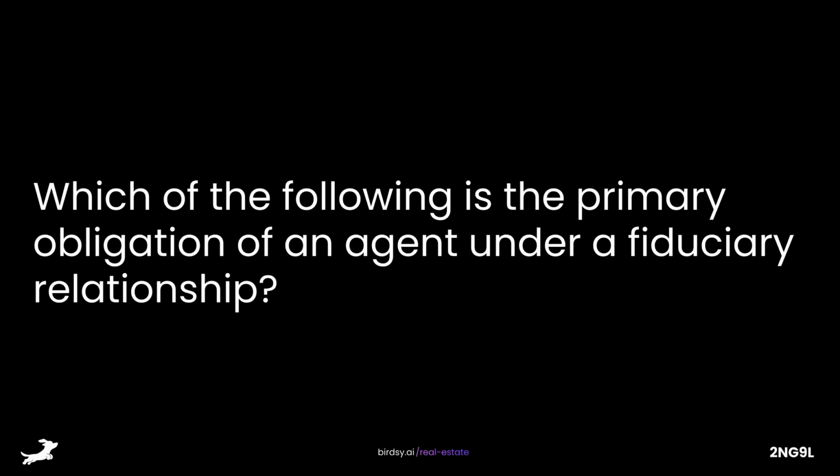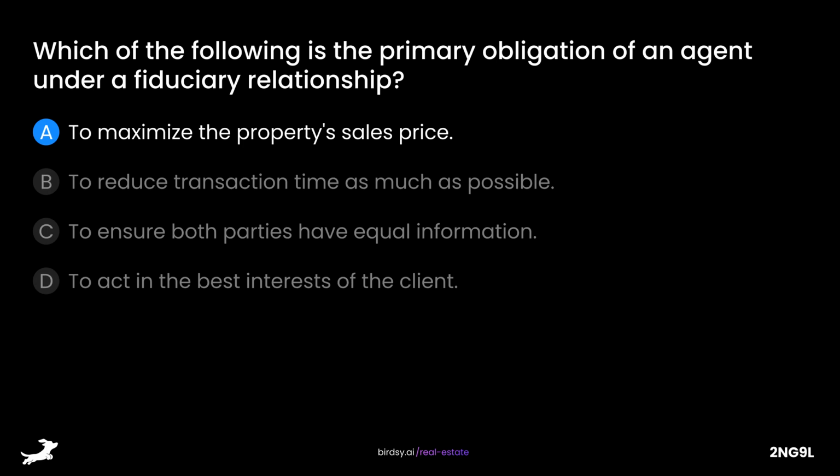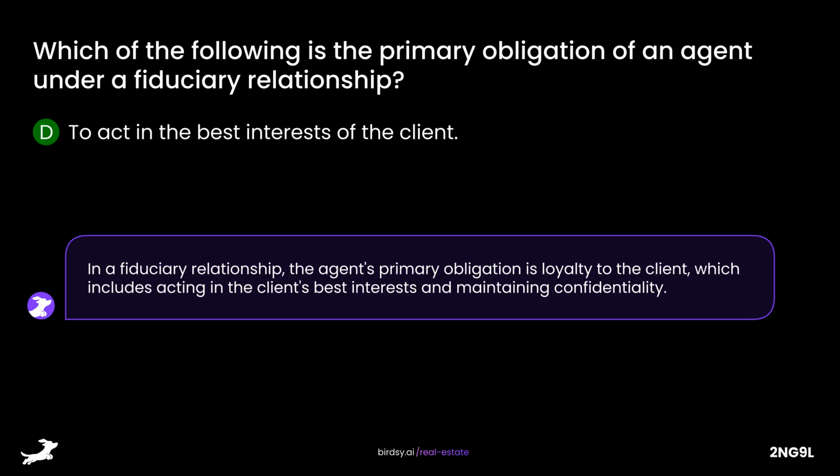Which of the following is the primary obligation of an agent under a fiduciary relationship? Is it A, to maximize the property's sales price, B, to reduce transaction time as much as possible, C, to ensure both parties have equal information, or D, to act in the best interests of the client? The answer is D, to act in the best interests of the client.